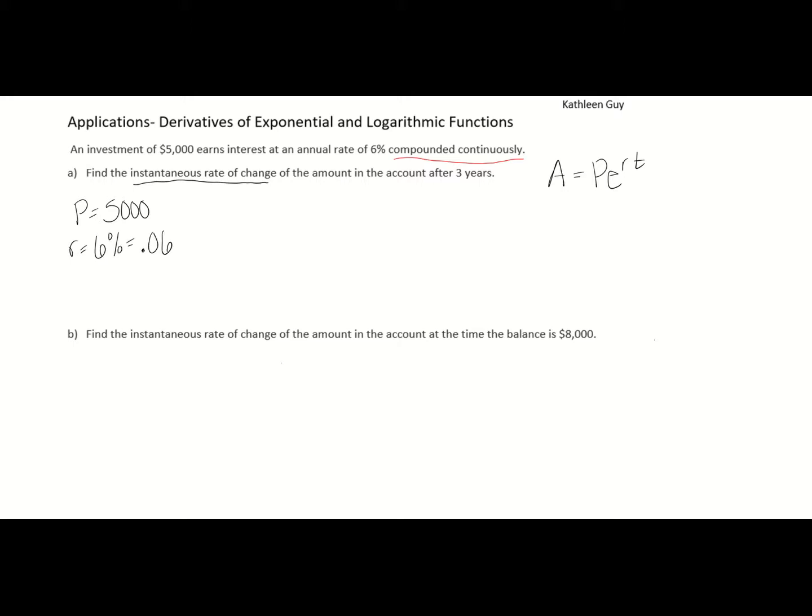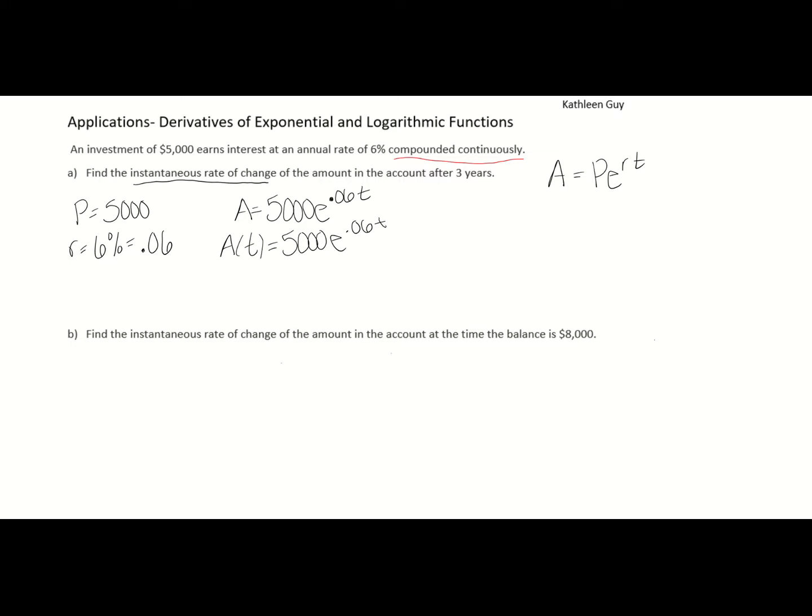Now, these things are never going to change, right? This is set. So let me put this in. A is equal to 5,000 e^(0.06t). This is actually a function based on time because the time is changing, but your 5,000 and your 6% are never going to change. They are set. So you could actually write it as A(t) equals 5,000 e^(0.06t). t is the variable that's changing.